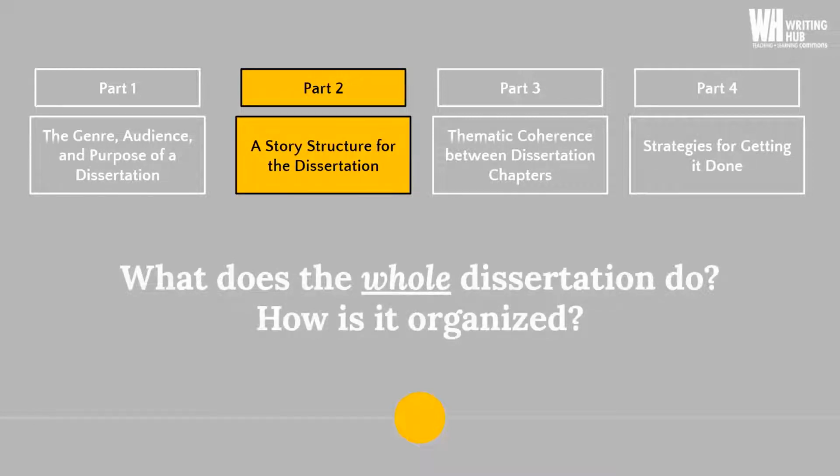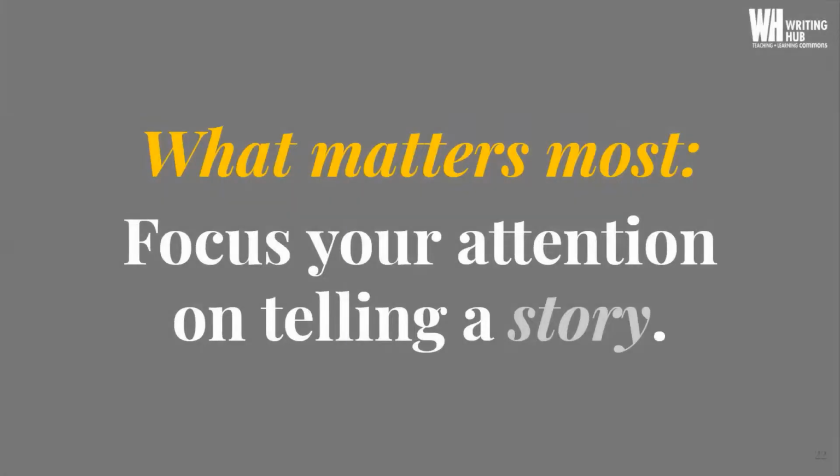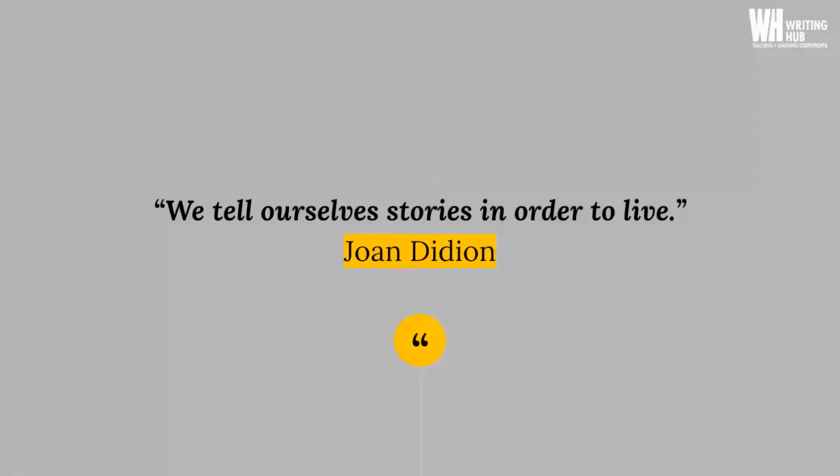We're still going to keep a big picture perspective, but we're going to think about what the whole document has to do. What makes a dissertation complete? And how can you organize a dissertation so that it's coherent and easy to read and perhaps even fun to read and fun to write? The key for this part of the resource, and the key for part 2, is to focus your attention on telling a story. Why is that?